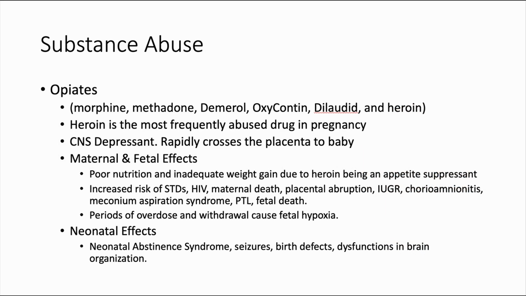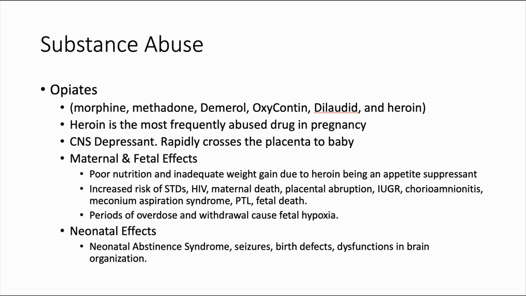We can go to opiates, right? So our morphine, methadone, OxyContin, our usual heroin is in here, right? Heroin is the most frequently abused hard drug in pregnancy. It's a CNS depressant, and it rapidly crosses the placenta, so the baby does get the full effect of the opiate. As far as mom goes, if you're addicted to heroin, nutrition may be impacted, and just having a risky lifestyle can lead to potentially STDs, HIV, maternal death, placental abruption.